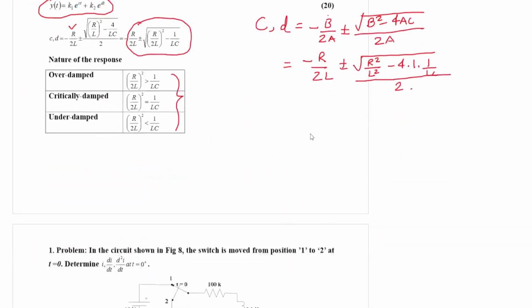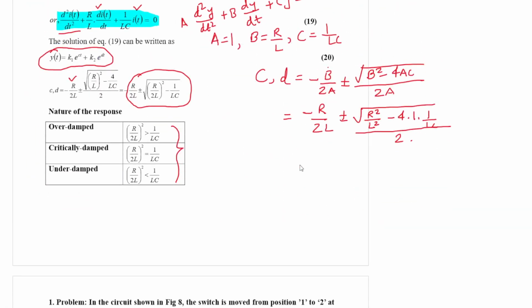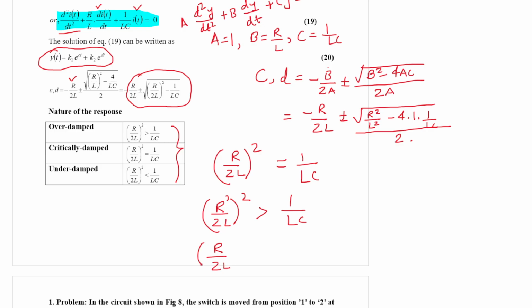And now coming back to this nature, you see R by 2L whole square can be equal to 1 by LC depending on the values of R, L, C. R by 2L whole square may be greater than 1 by LC. Again, it may be less than 1 by LC. It totally depends on the values of R, L and C with which we design our circuit.